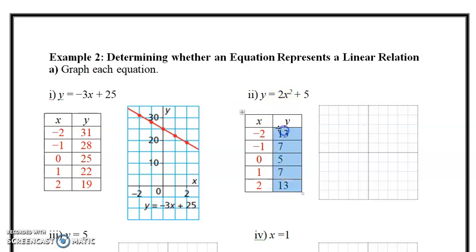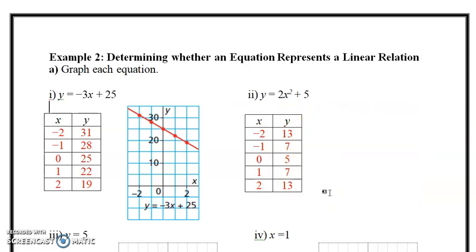If you were to guess that, you'd be correct. But 2 squared is 4. 4 times 2 is 8, and 8 plus 5 is indeed 13. Okay, so the x values do go up by a constant amount of 1. The common difference is 1, but the y values go down by 6, then down by 2, then up by 2, then up by 6. So clearly not linear. All right.